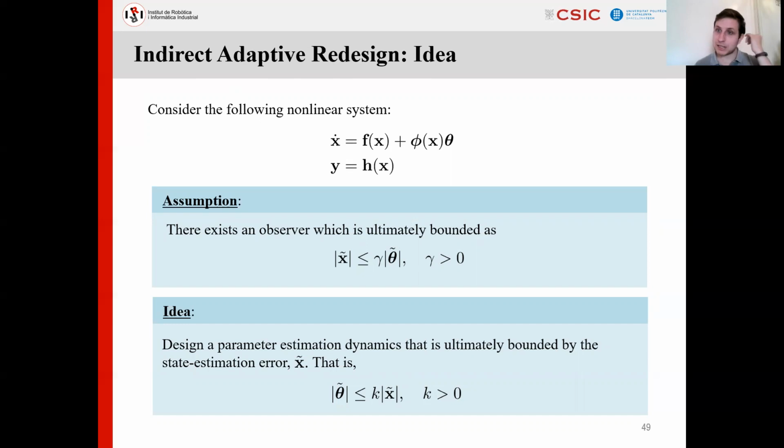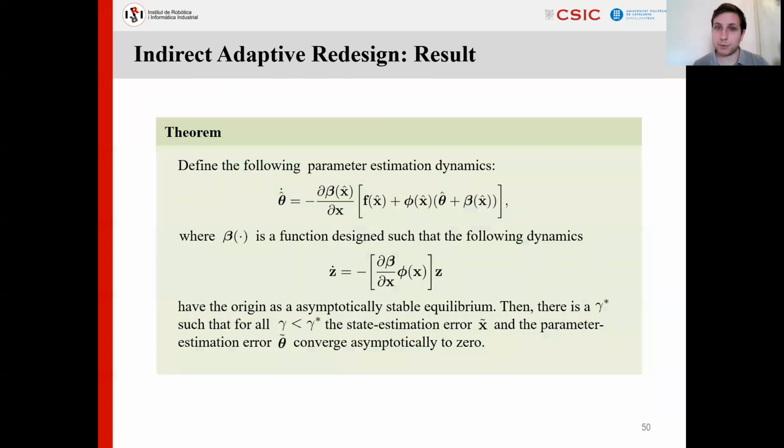The only thing that remains is how to design this parameter estimation dynamics. And what this PhD thesis proposes is to implement an immersion and invariance approach. So roughly speaking, the idea is to estimate the parameters through the set of equations depicted in this slide, where only one function has to be designed.